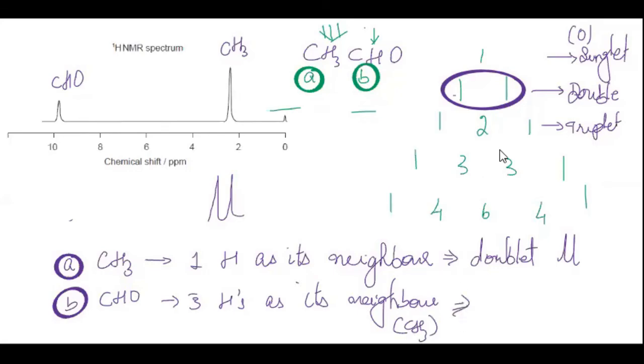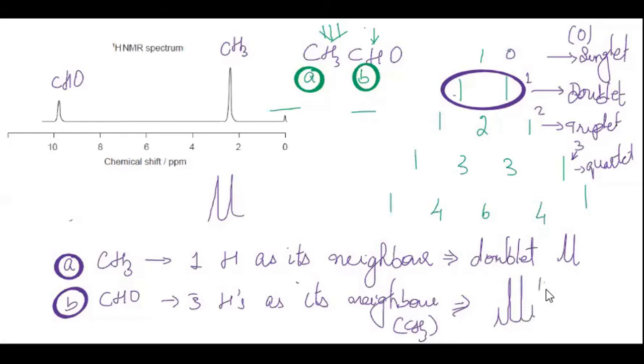So what will happen when there were 0 neighbors? That was a singlet. When the neighboring atom was 1, it was a doublet. When the neighboring atoms were 2, it was a triplet. When the neighboring atoms are 3, it is going to be a quartet. So here we are going to get a quartet in the ratio 1:3:3:1, meaning one small peak, then a triple-height one, another of equal height, and a small one here.